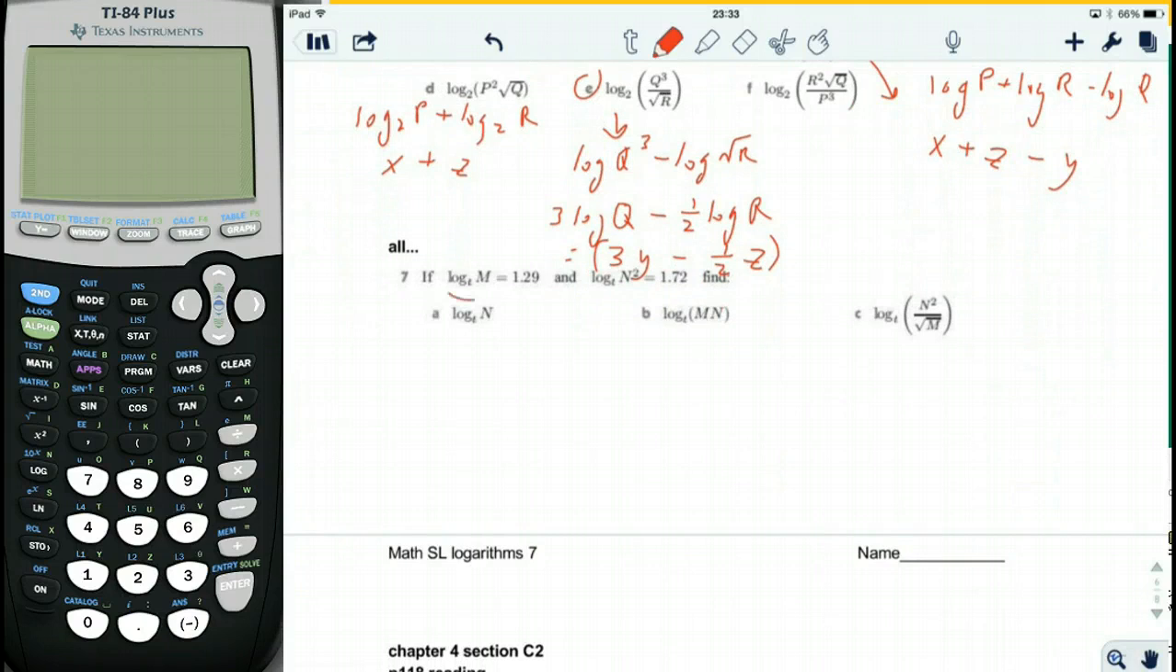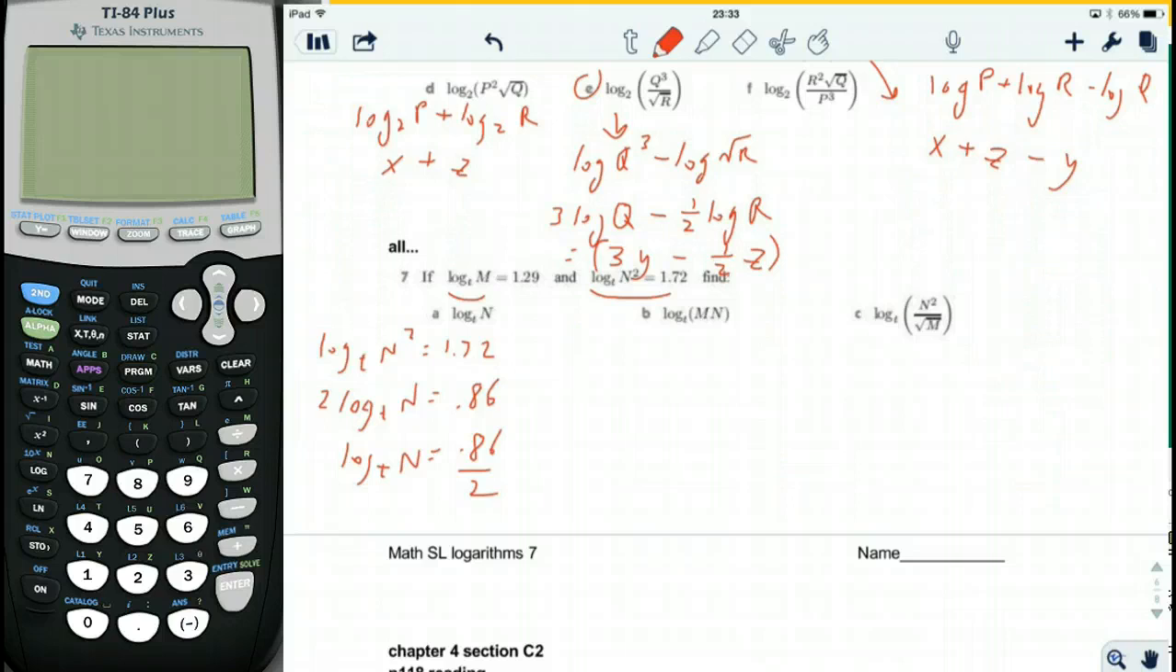And all of these. If log base t of m is 1.29, log base t of n squared is 1.72, find log base t of n. So log base t of n squared is 1.72. So 2 log base t of n is equal to 1.72, so log base t of n is half of that, which is about 0.86. You could do that in your calculator. Log base t of m times n is equal to log base t of m plus log base t of n. Log base t of m is 1.29. Log base t of n, we just found here, is 0.86.